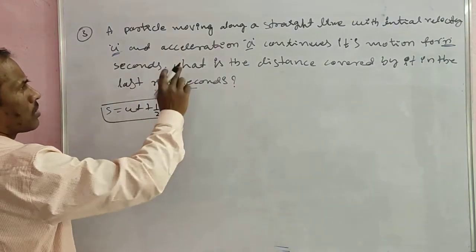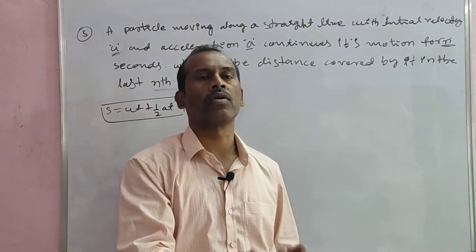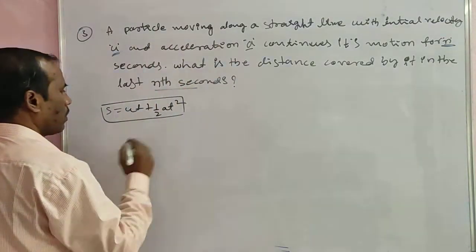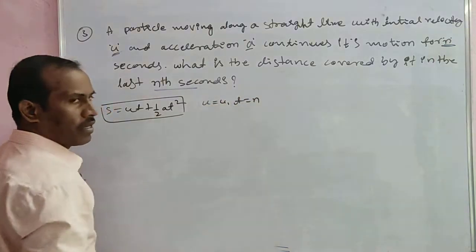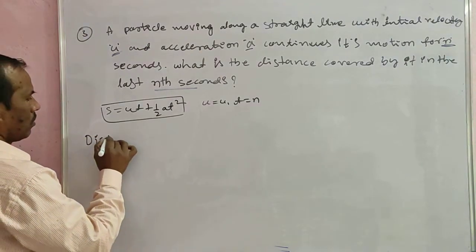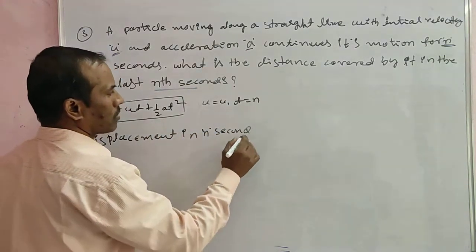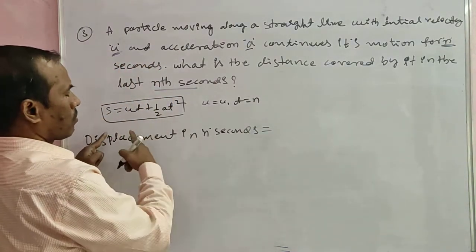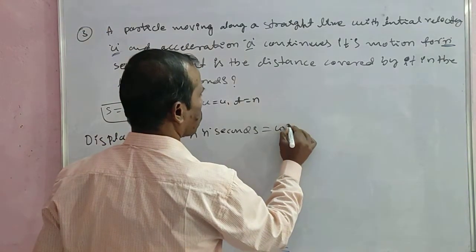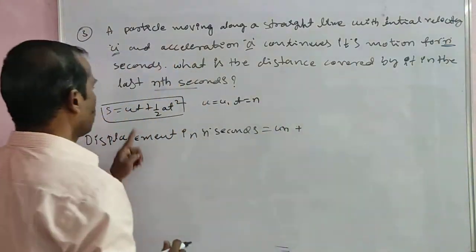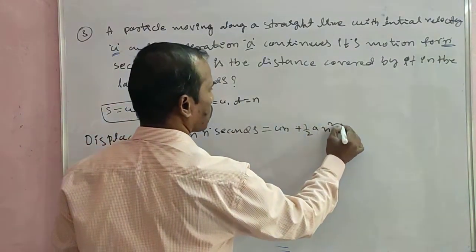In this case the particle moves along a straight line. In n seconds, t is equal to n. First condition: displacement in n seconds, with initial velocity u and t equal to n. Substituting in this formula, displacement in n seconds is equal to u n plus half a n square, with uniform or constant acceleration a.